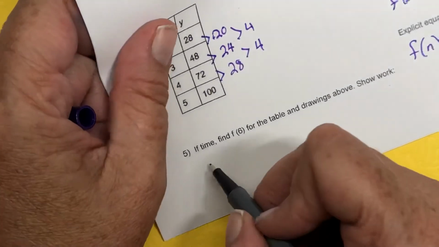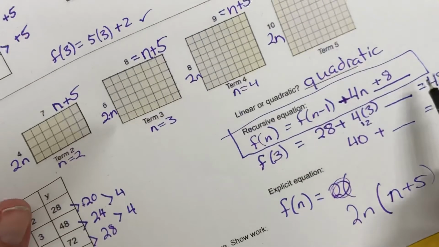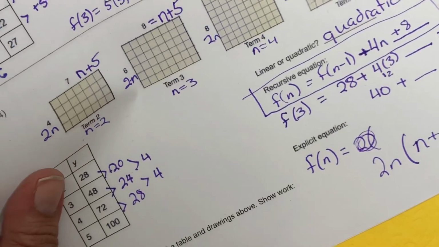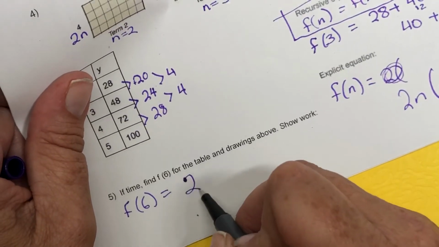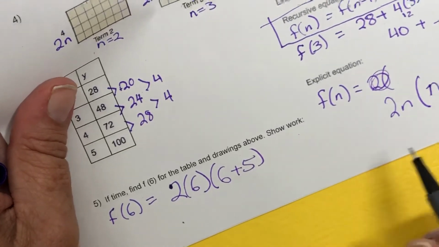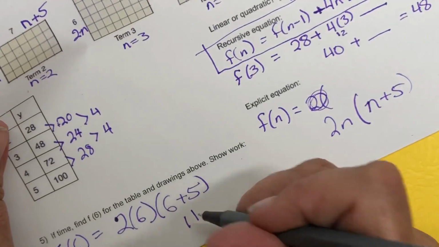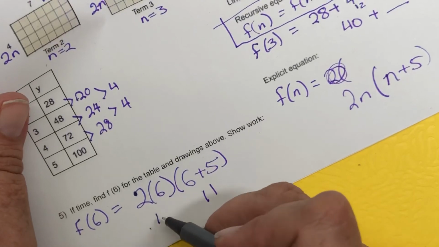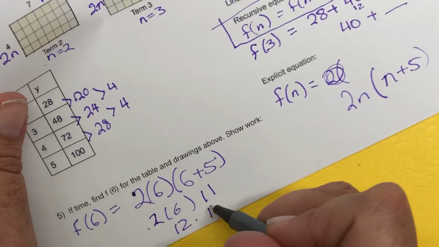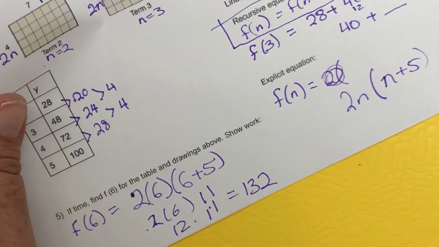Then you were asked to find f of 6. You could have done it either way because you have both equations here. You have the recursive and the explicit. I would use the explicit probably, so it'll be 2n, which is 2 times 6. Then n plus 5, so that's 6 plus 5. So I just plugged in. And we're supposed to do the parentheses first, so that's 11. And that's 2 times 6, so I'll just do 2 times 6 times 11. 2 times 6 is 12. Times 11 is 132. And that's it.